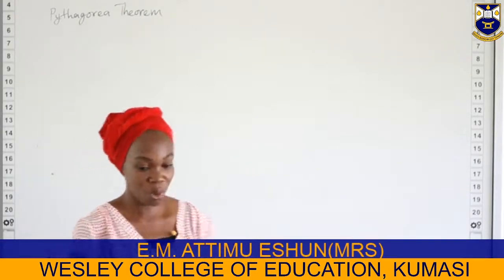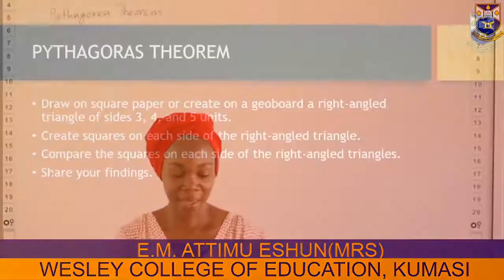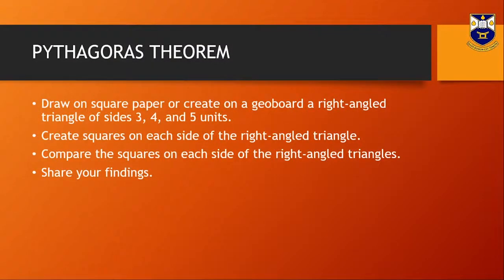Good day again. Our continuation is with Pythagoras Theorem. And we want to set the ball rolling by giving ourselves a little task. We need to write or draw on a square paper or create on a geoboard, like I have done, a right angle triangle with sides 3, 4, and 5. The shortest is 3 units, then 4 and 5 units.